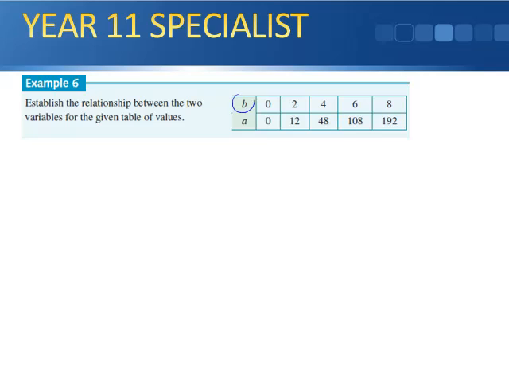Now, if we look at B here, the B values go up. And what happens to A? Well, they also go up. So when both of them go up, this is going to be a direct variation.